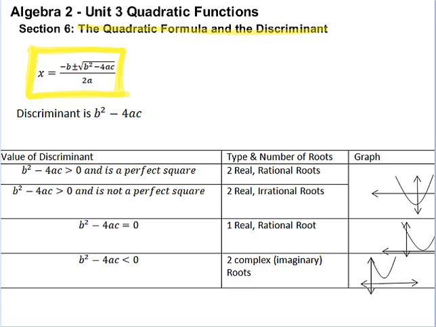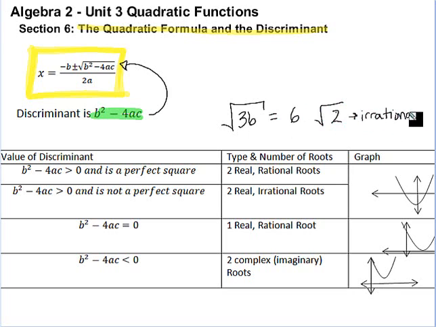First off, the discriminant portion of this is the b squared minus 4ac. Notice that that discriminant portion comes from underneath the square root. Underneath the square root is going to determine what types of values we have. Why I say this: if we take the square root of 36, that's just 6. If we take the square root of 2, we don't have an exact number. That turns out to be some sort of irrational number.